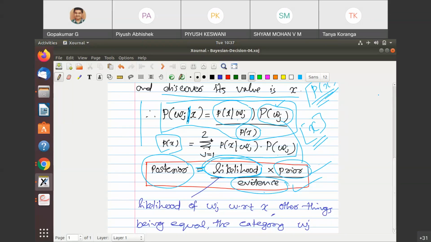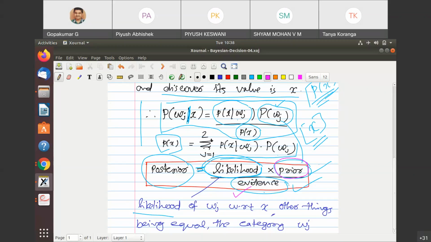Now, why is it called a likelihood? We have seen a case where the prior probability alone is not going to be the best decision that we can make. So what we have done is look at the evidence for a given feature vector X. Suppose that the prior probability is the same for both classes, for example, the probability of W1 is equal to the probability of W2.